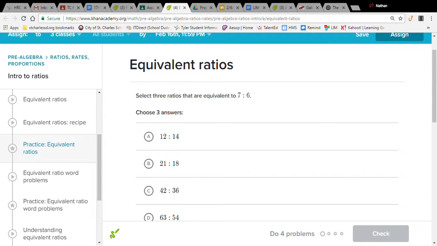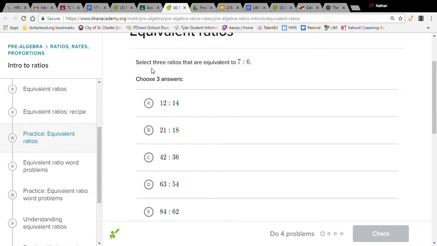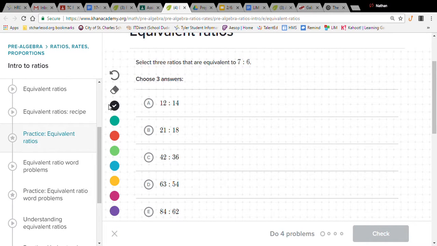Alright, the next assignment is called equivalent ratios, and this problem says select three ratios that are equivalent to 7 to 6. So there are three ways to write ratios. One way is the way that they show here, 7 colon 6. The other way is you can write it 7 to 6, using the word "to".